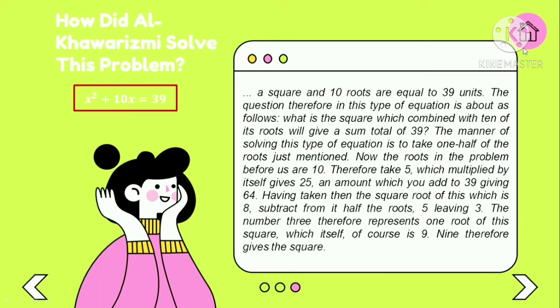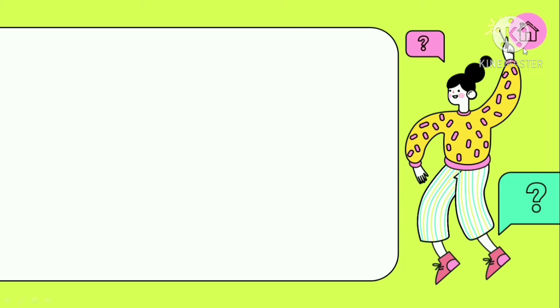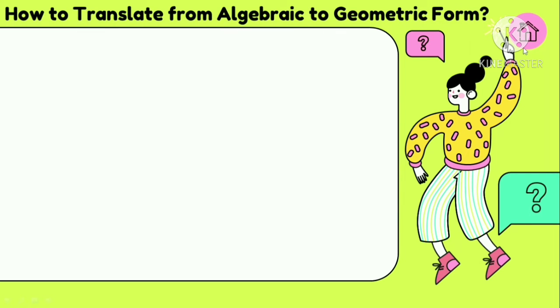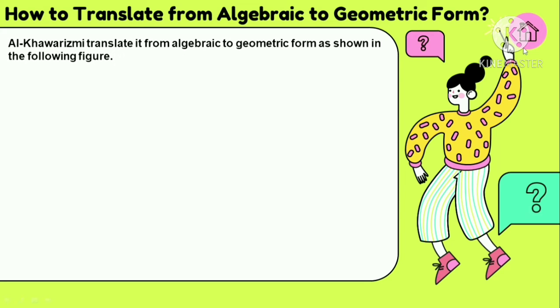To understand the meaning of Al-Khwarizmi's explanation, let's see how Al-Khwarizmi translates from algebraic shape to geometric shape. Earlier, we have x squared plus 10x is equal to 39. We can draw a square with the length x and the width x, plus a rectangle with the length 10 and the width x, which is equal to 39.